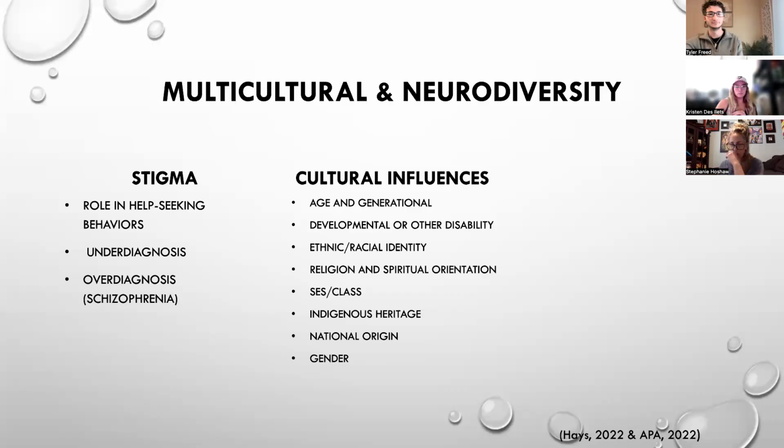And then continued for multicultural neurodiversity. Stigma plays a significant role in whether individuals seek help and the type of help they seek. This can lead to being underdiagnosed or delayed or inappropriate treatment. Overdiagnosis of schizophrenia spectrum disorders is common, and those should be watched for. Cultural influences include age, generational development, or other disabilities, ethnicity, racial identity, religion, spirituality, spiritual orientation, SES, and indigenous heritage, national origin, and gender.